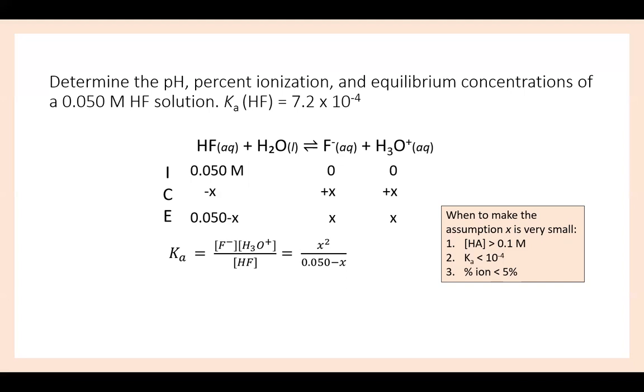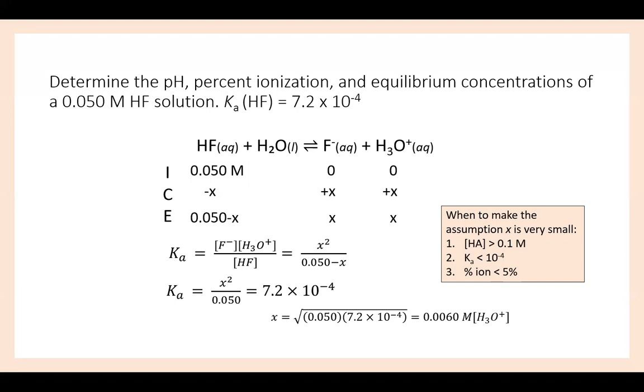That means we'll set up our Ka expression equal to the 7.2 times 10 to the minus 4 and solve for X. We find that X is equal to 0.0060 molar. And if we go back to the ice table, X represents the hydronium concentration. So we can find the pH by taking the negative log. pH is equal to 2.22.